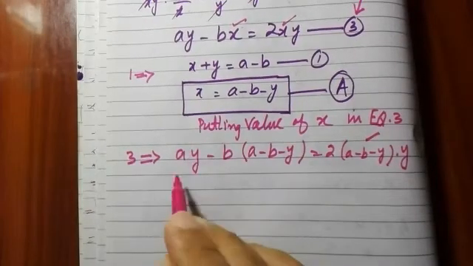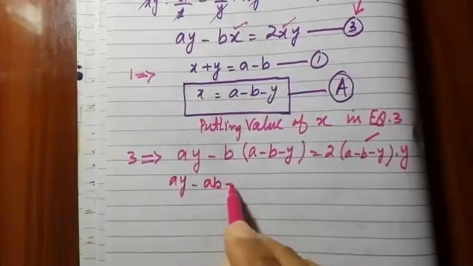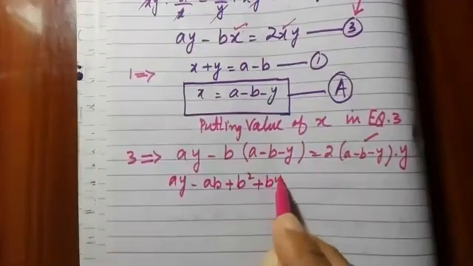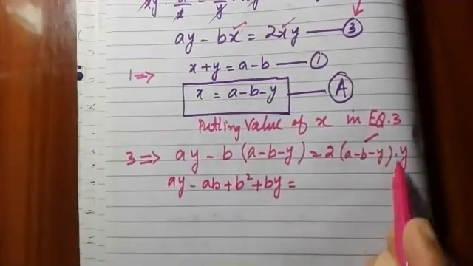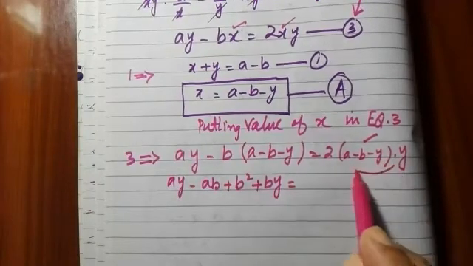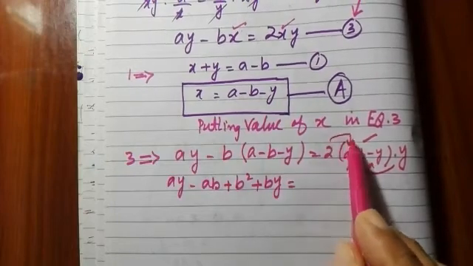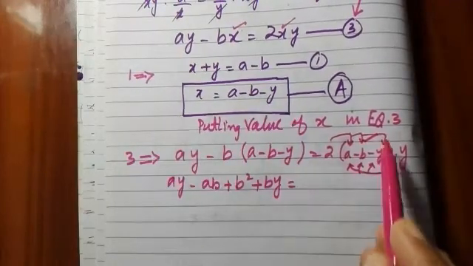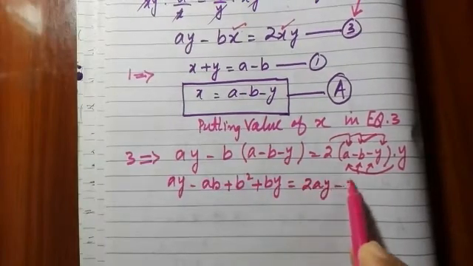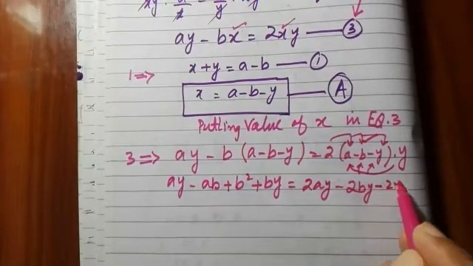So simplify it like this. Ay will be as it is. Get it multiplied by ab minus, minus plus b square, plus by equals 2, and y will collectively be multiplied inside. Means y will also be multiplied with all of these parts, and 2 will also be multiplied with all of these parts. So once we multiply them, it will become 2ay, 2by, and minus 2y square, like this.